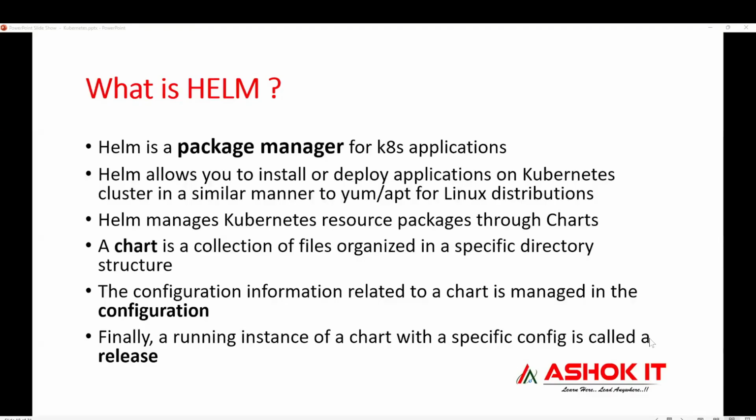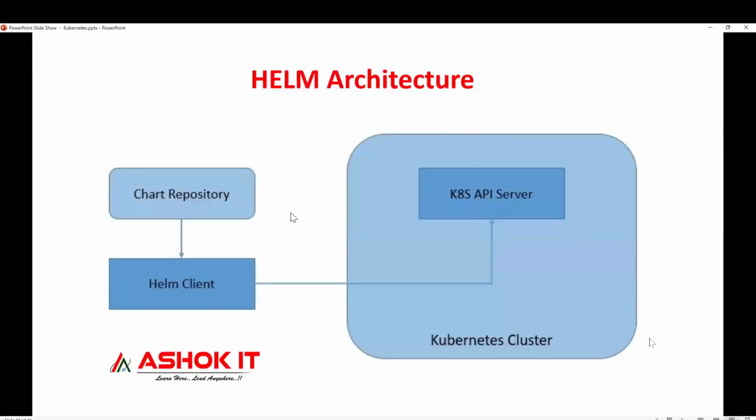What is the meaning of a Helm chart? A Helm chart is nothing but a collection of files organized in a particular directory. The configuration information related to the chart is managed in the configuration folder. There will also be a release file, which is used to execute the Helm chart.